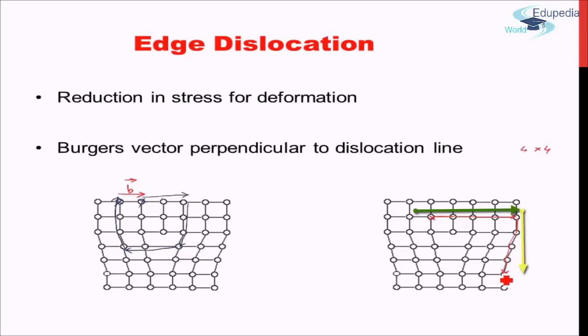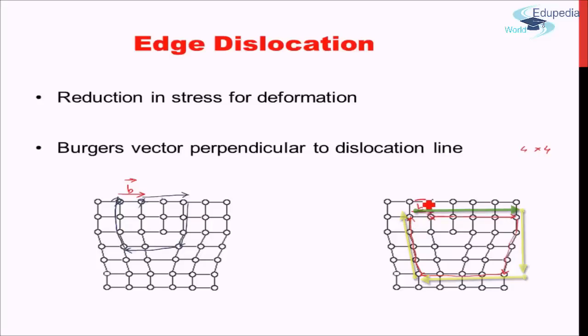4 bottom, 1, 2, 3, 4. 4 left, and 1, 2, 3, 4. 4 top. So we have gone 4 steps: right, bottom, left, top. And what have we ended with? We have ended with the same length of the Burgers vector and the same direction.